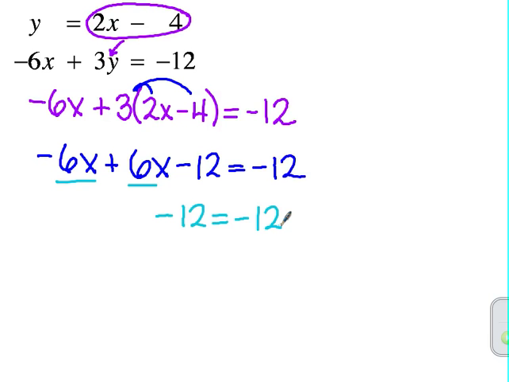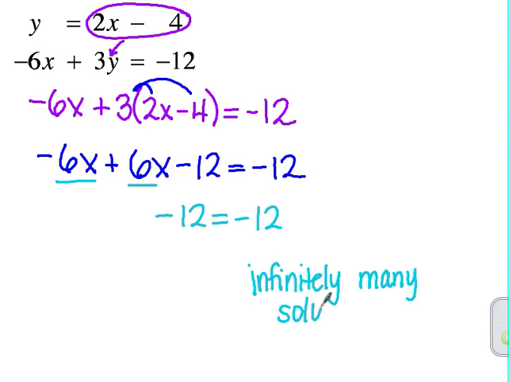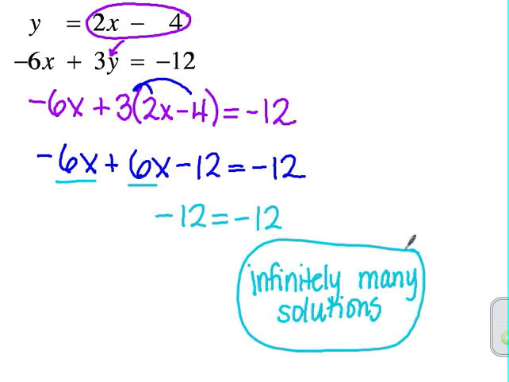Is that a true statement? Does -12 equal -12? If it does, your answer is infinitely many solutions. You can write IMS. Now, what do you think would have happened if that wouldn't have been a true statement? It would have been a no solution. So the only time you can get infinitely many or no solution is when you get a statement like this. You can't do anything to it because there's no variables.